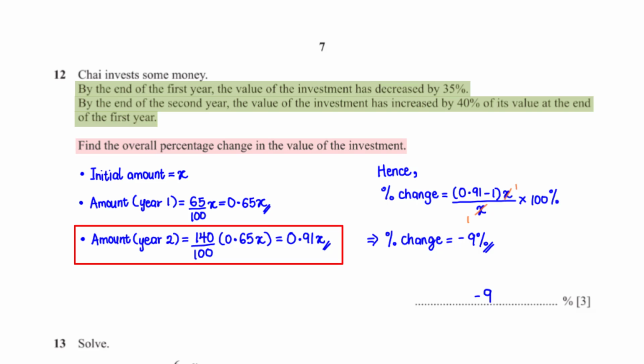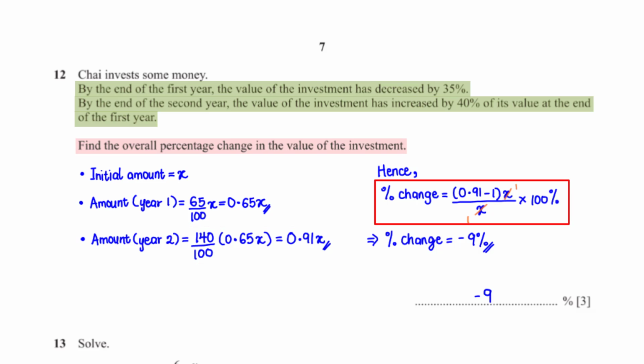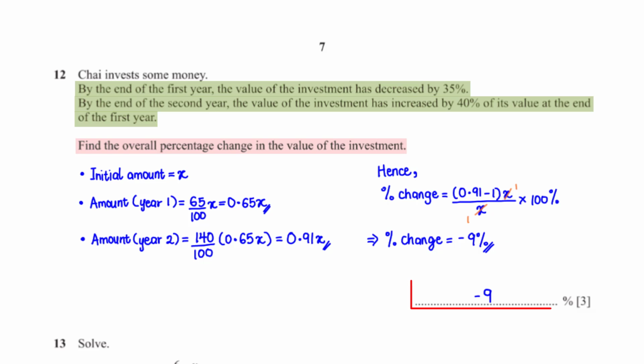So the value of the investment will now be 140% of 0.65x, which is equal to 0.91x. So now the overall percentage change is equal to the change in the value of the investment, which is 0.91x minus x, divided by the initial amount, which is x, times 100%. The x's cancel out, and so (0.91 minus 1) over 1 times 100% is equal to -9%.